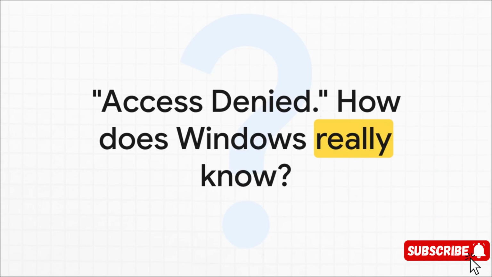Oh man, we have all been there, right? You click on a file, try to change a setting, and bam, access denied. It can feel so random, but I promise you, it's anything but. What just happened is that deep inside the operating system, a really complex security check took place. So the big question is, how does Windows actually know it shouldn't let you do that?